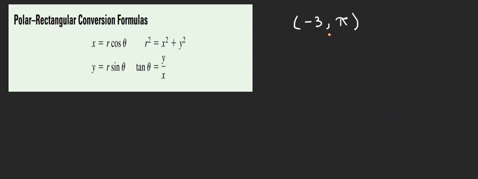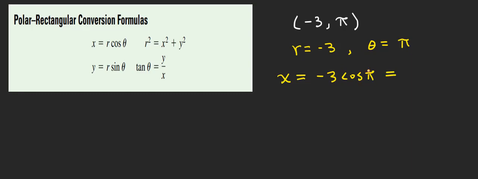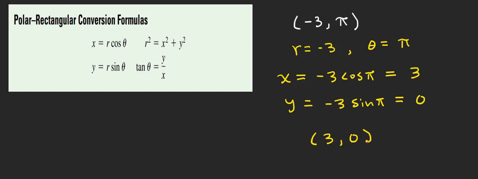What about negative 3 comma pi? r is negative 3 and theta is pi. So x equals negative 3 cosine of pi. Now cosine of pi is negative 1, so negative 1 times negative 3 is positive 3. What about y? Negative 3 times sine of pi. Sine of pi is 0. 0 times negative 3 is 0. So in rectangular, this will be 3 comma 0.